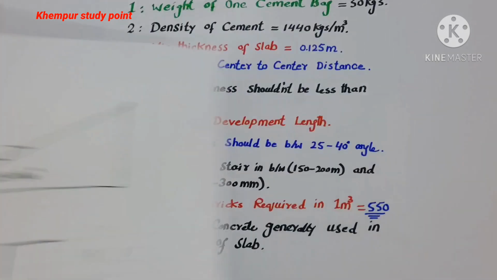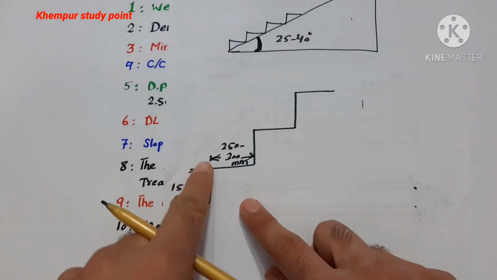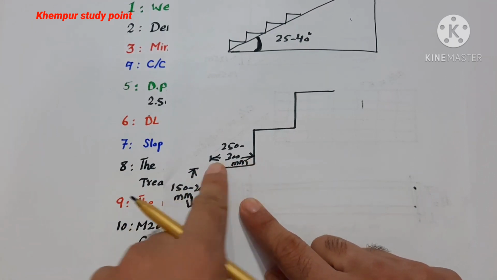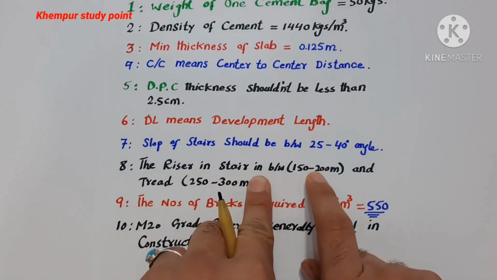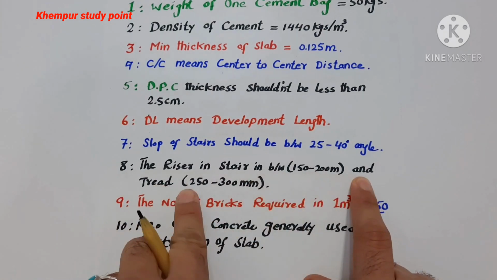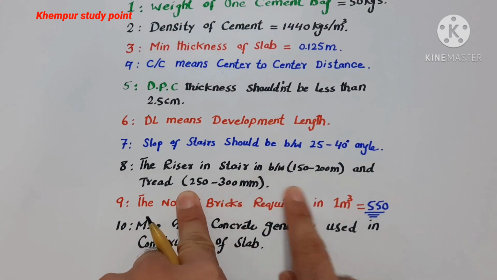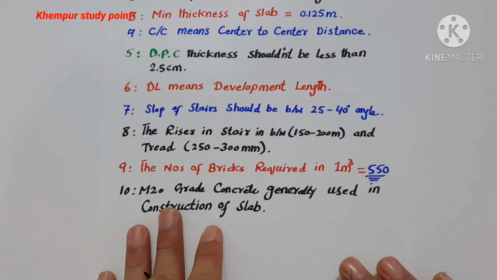Right, this one. The vertical part is the riser, and the horizontal part is the tread. The riser is between 150 to 200 mm and the tread is 250 to 300 millimeter. Okay, this is very important and useful.